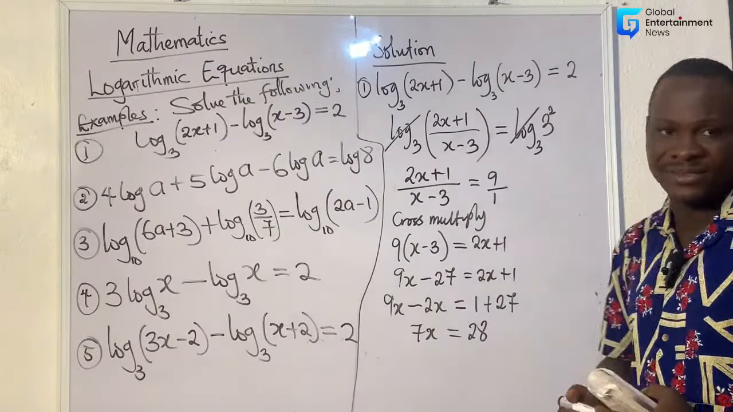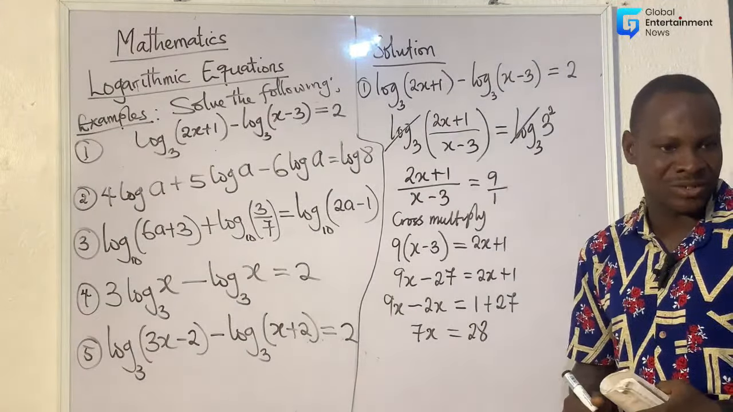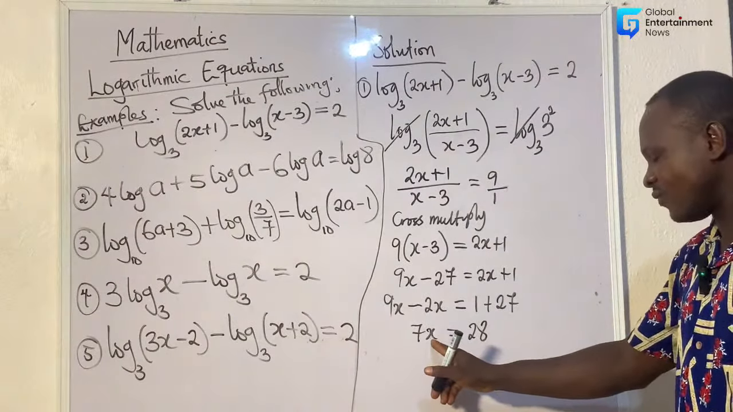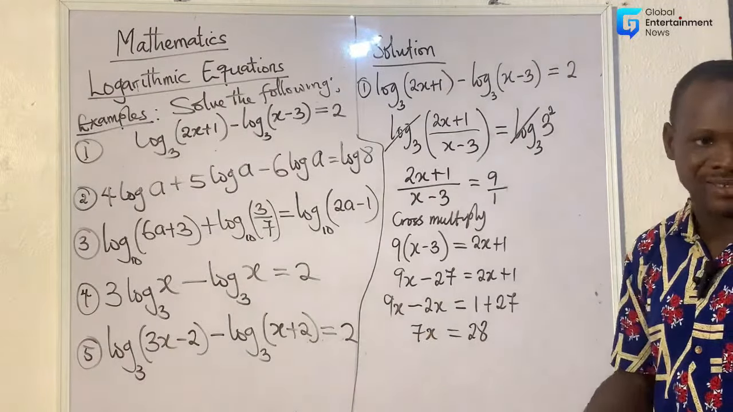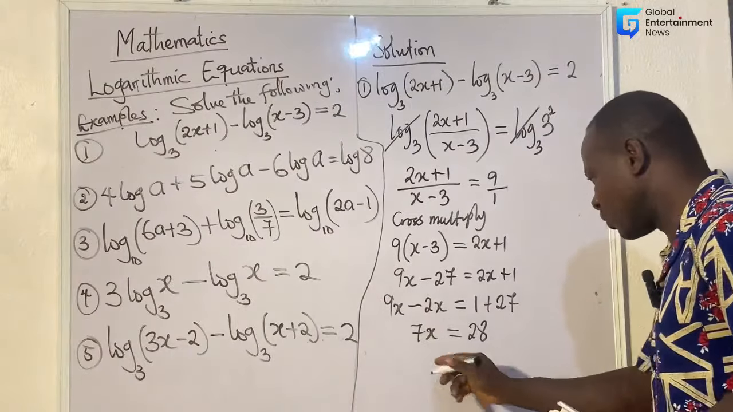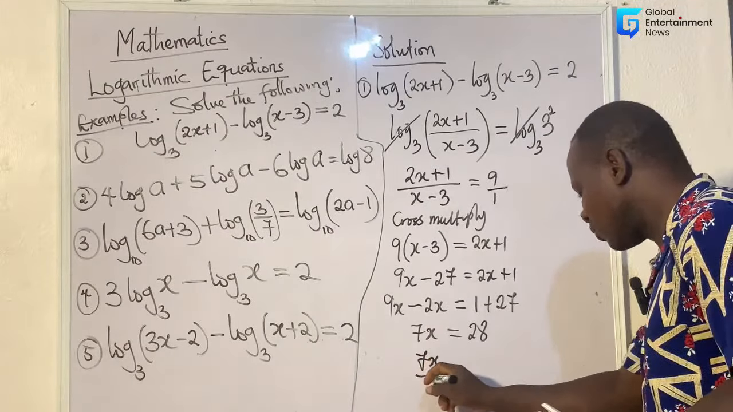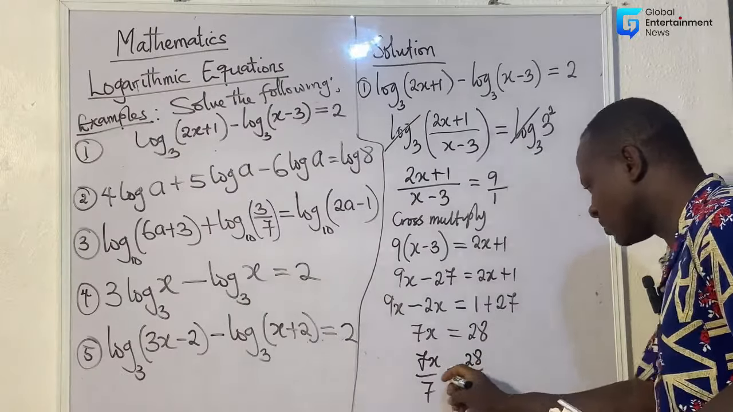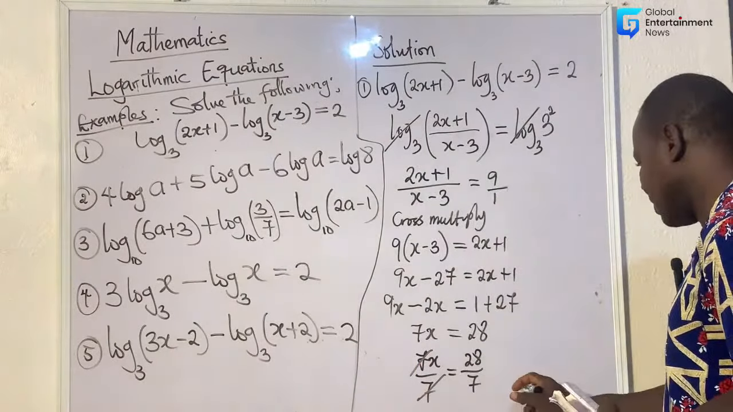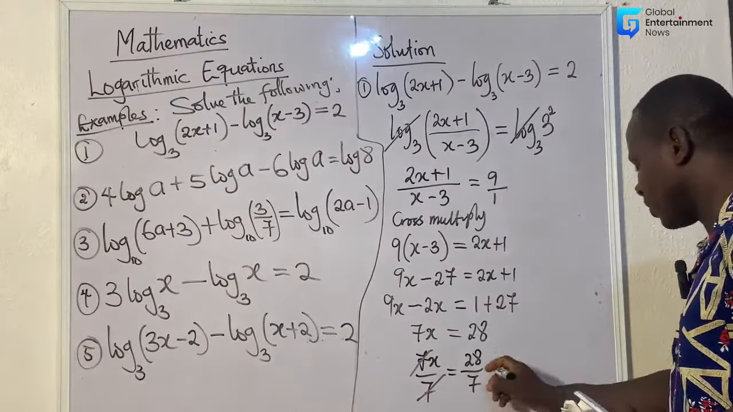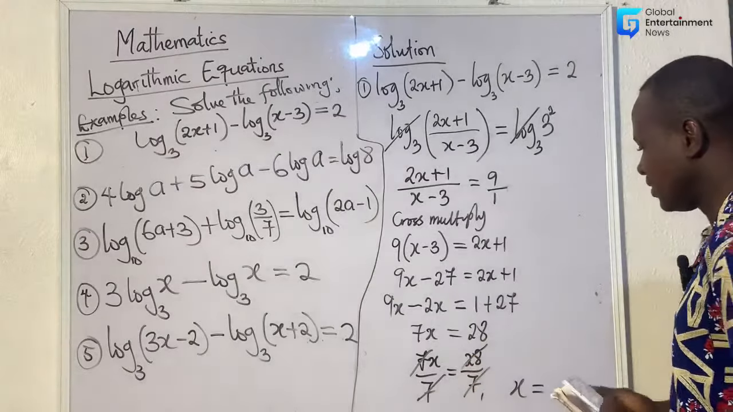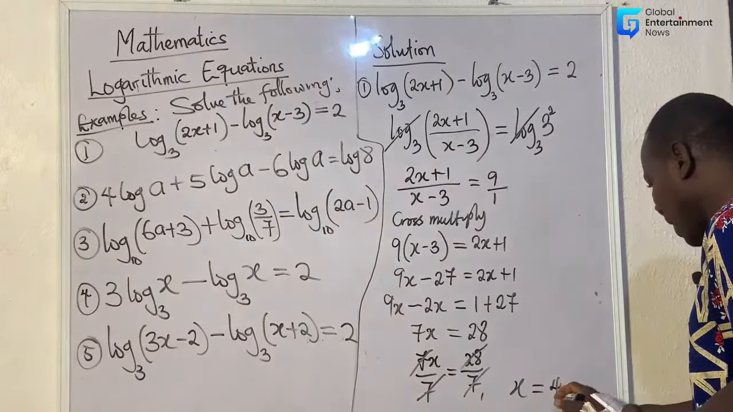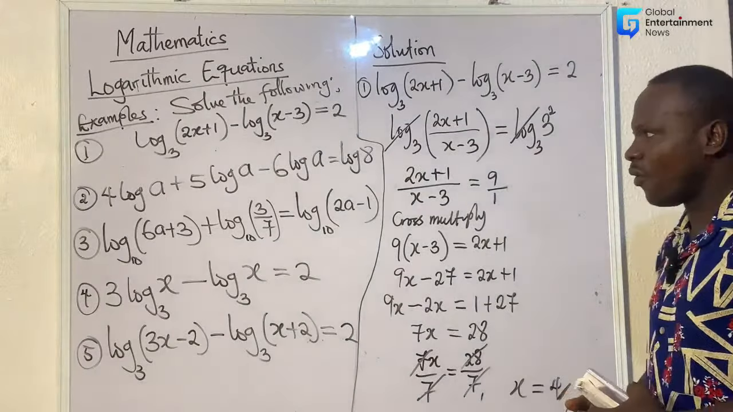So what is the next operation? What is the next thing we're going to do? Divide both sides by the coefficient of x. And what is the coefficient of x? 7. Correct. So this one will now be 7x over 7 is equal to 28 over 7. 7 cancels 7, so x is 7 in 28, that will give me 4. So my result is 4.